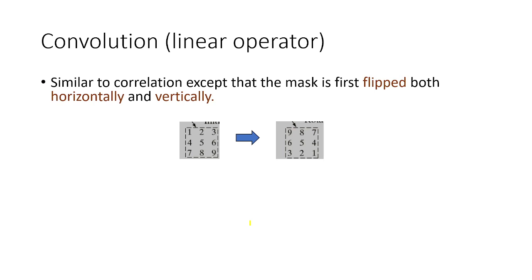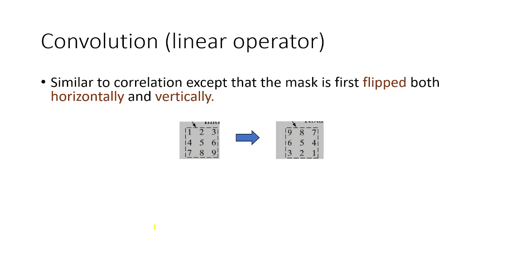Now the next method, that is convolution. Convolution is a linear operator. A linear operator makes gradual changes in the pixel values. It is similar to correlation, except the mask is flipped both horizontally and vertically. That means the entire mask is flipped by 180 degrees. Once horizontal flipping and then vertical flipping is done to it.